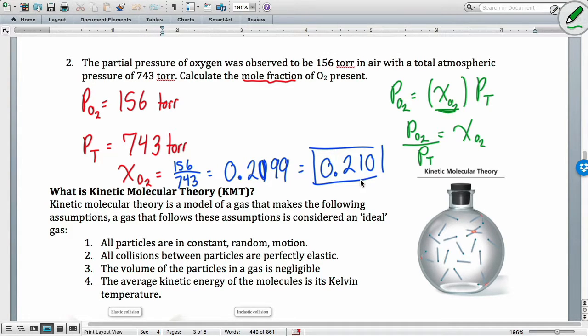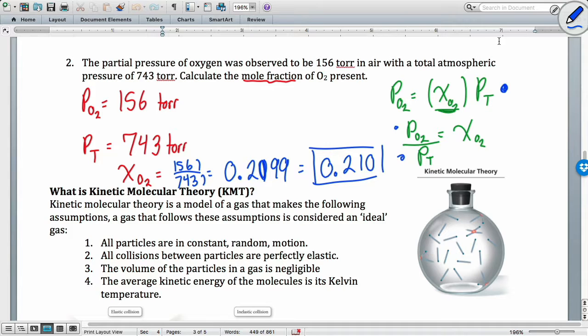Go ahead and see if you can figure it out. Did you guys get 0.210? Hopefully you did. In order to find it, remember that the partial pressure of any gas is the fraction that is that gas times the total. So to get the mole fraction, you ask what's the O2, what's the total, and you just divide. So you end up with 156 divided by 743, which gives you 0.2099, which we can round to 0.210 in order to keep track of our sig figs. Mole fractions do not have units, so don't worry about that.